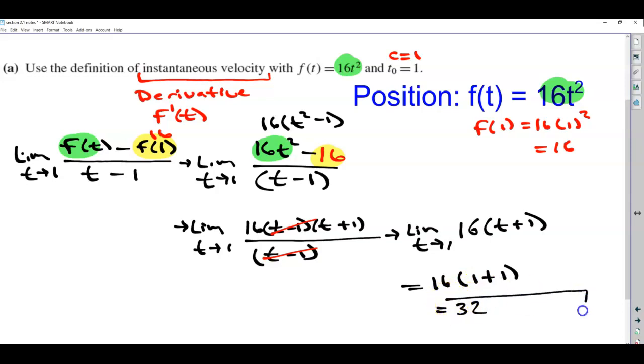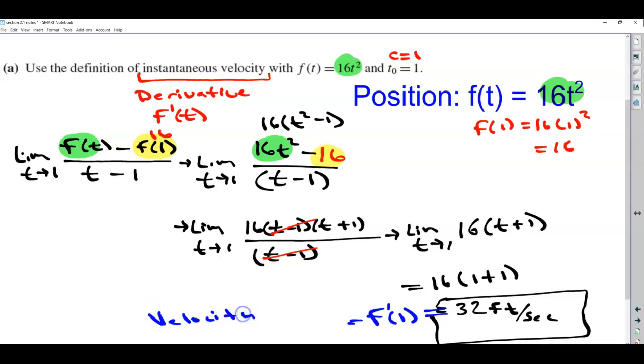Now, context, what was this? We did our change, this is slope, right? This is our equation for slope. We did the change in feet over the change in time, which is seconds. So my units would be feet per second. And what is this? This is f prime at 1. That's the derivative at 1, which another way to think of this is the velocity.